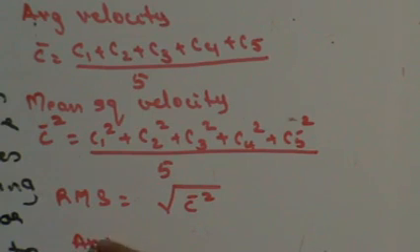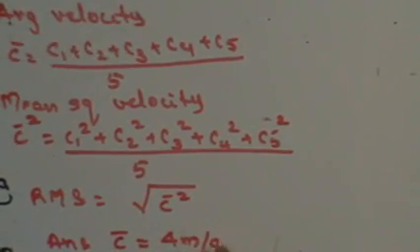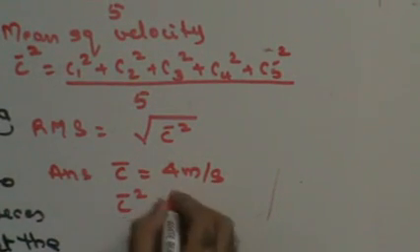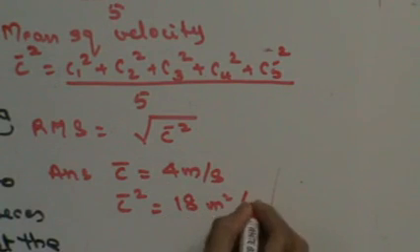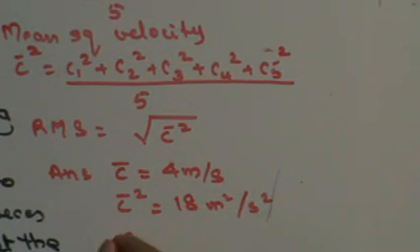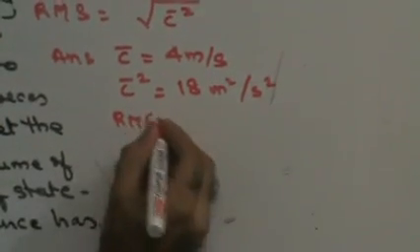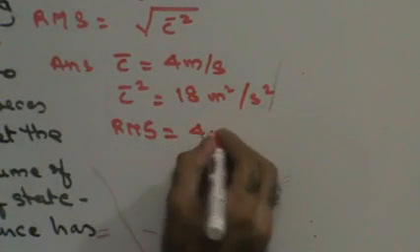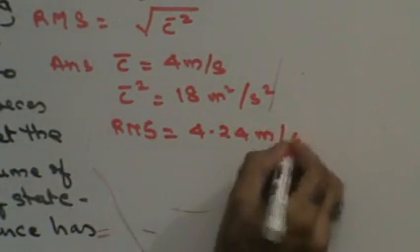The answer for this sum should be: average velocity is 4 meters per second, mean square velocity is 18 meter square per second square, and the root mean square velocity is 4.24 meters per second. Right? Take down next sum, please.